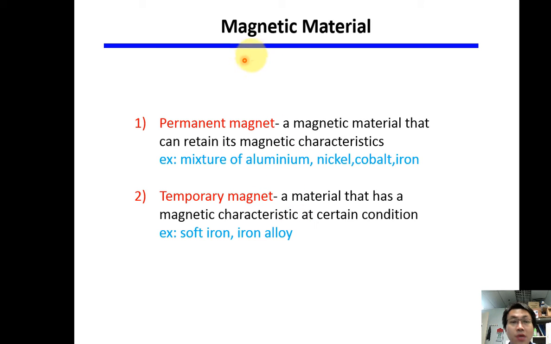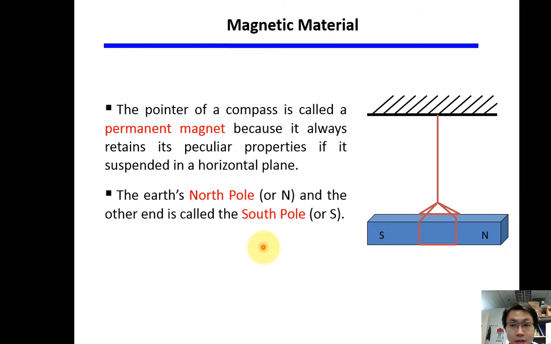So we have several magnetic materials. For example, a permanent magnet is a magnetic material that can retain its magnetic characteristic, for example a mixture of aluminum, nickel, cobalt, and iron. We also have a temporary magnet, a material that has a magnetic characteristic under certain conditions, for example soft iron and iron alloy.